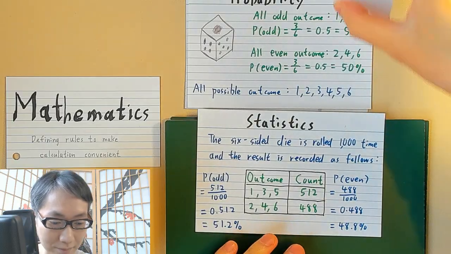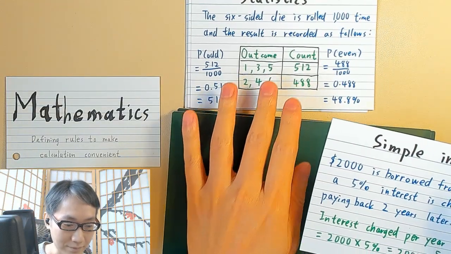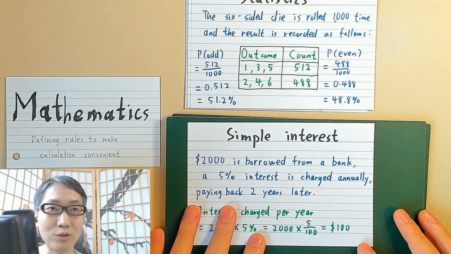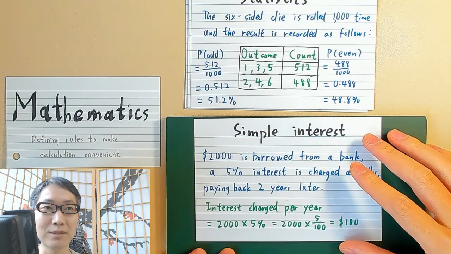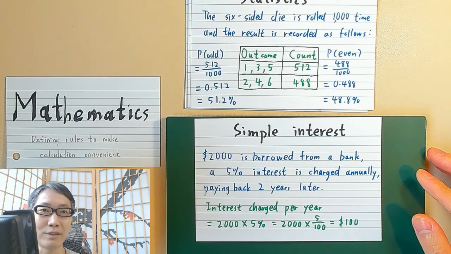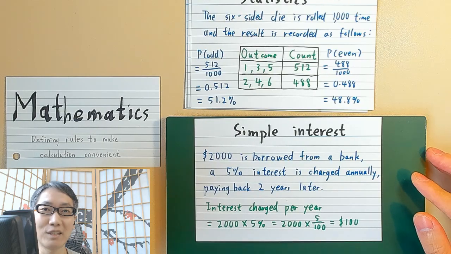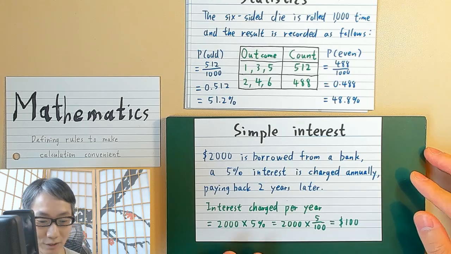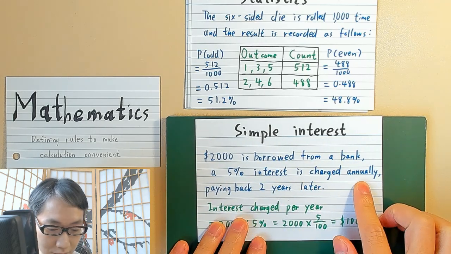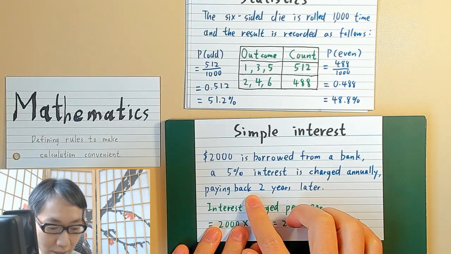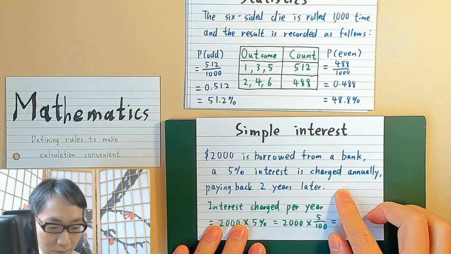So percentage can also be used in calculating interest. So for example, $2,000 is borrowed from a bank. We'll be starting a small business. And the bank is charging 5% interest per year, and we have to pay back 2 years later. Okay.